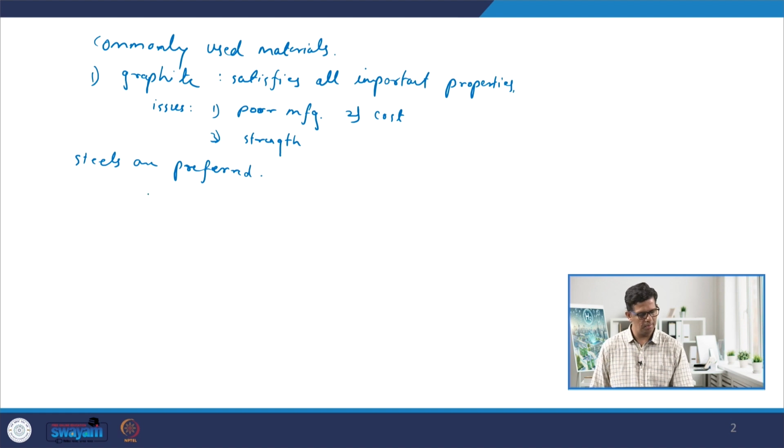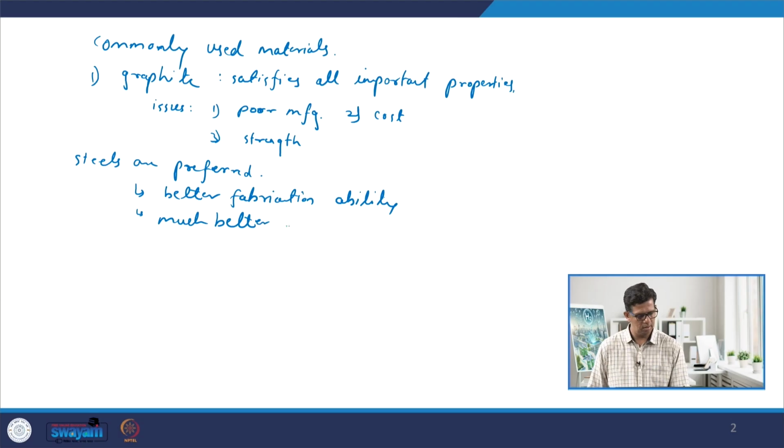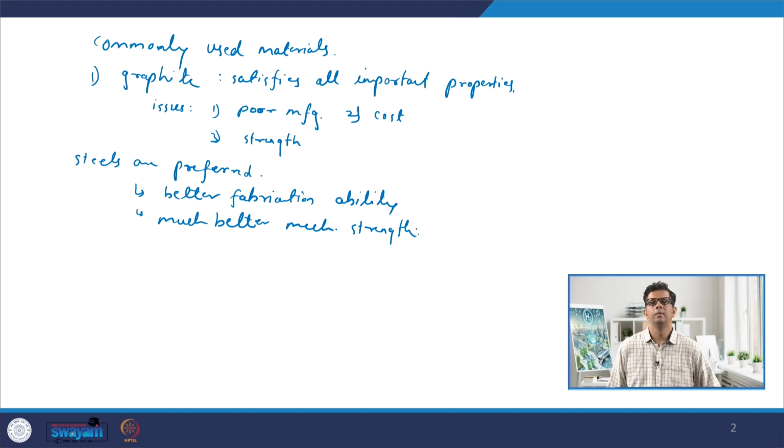Stainless steels, primarily because of better fabrication ability and much better mechanical strength. Since steels have good mechanical strength, we can even reduce the thickness of these bipolar plates, and that is why we can even reduce the thickness of the entire stack, or the size of the stack can be reduced. Even the gravimetric and volumetric power density of this stack can be enhanced very considerably.